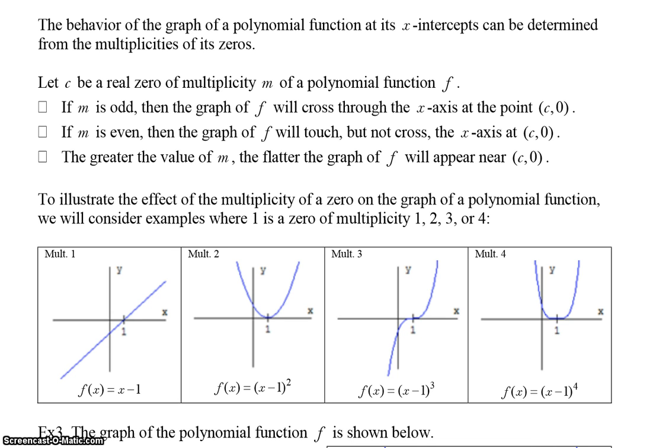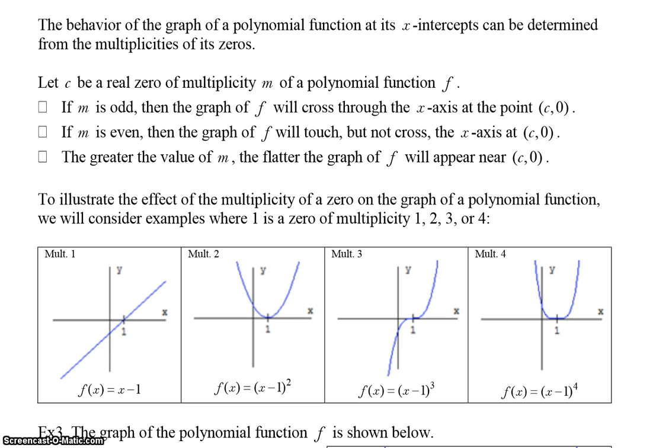Now, to illustrate some of these effects, let's look at some simple examples. We'll consider situations where 1 is a zero of multiplicity 1, 2, 3, or 4, and see how that affects the behavior of the graph near its x-intercept.